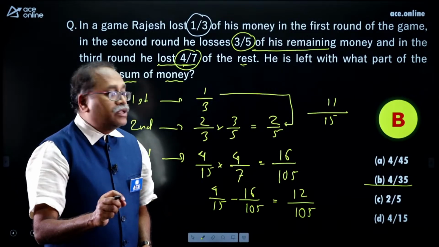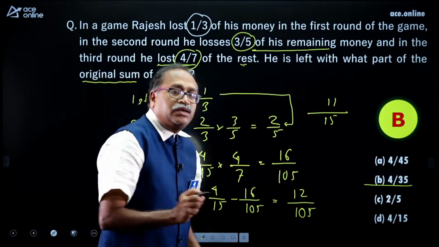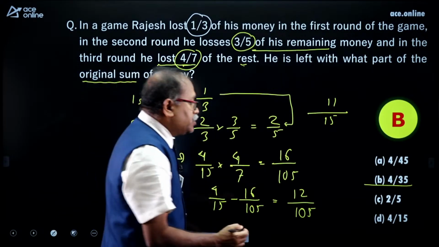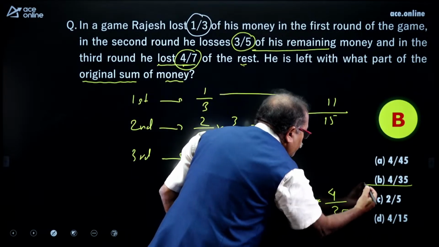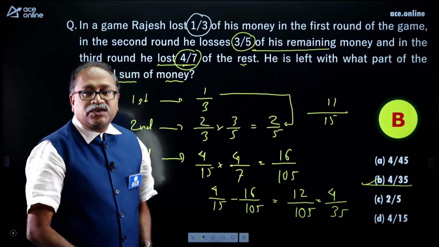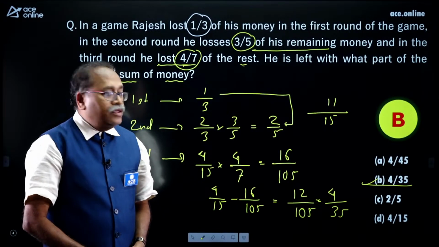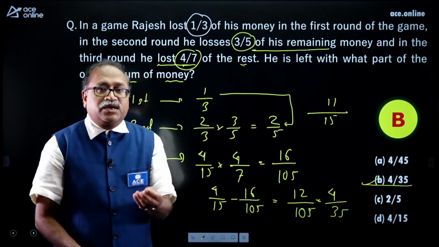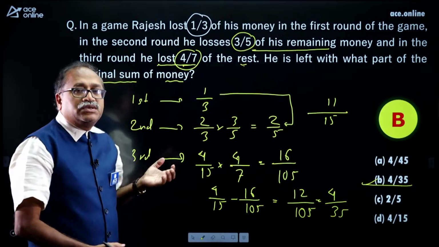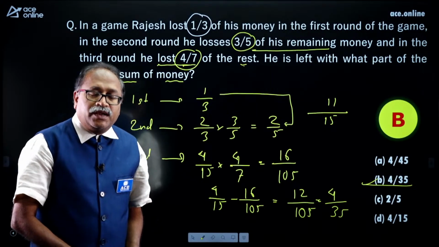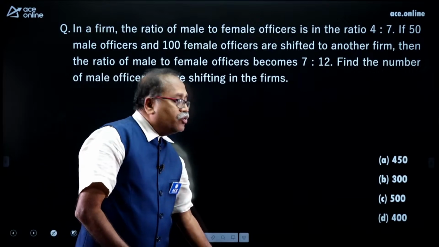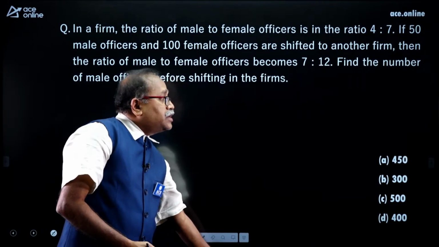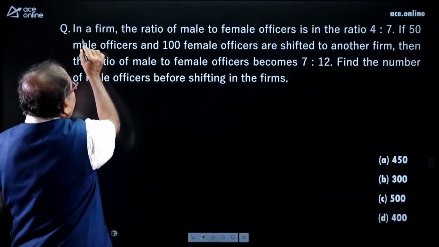But 105 is getting cancelled by 3 and the 12 is getting cancelled by 3. Therefore, it should be 4 by 35. That should be my answer. Do we have the option? Yes, option choice B. Yes, friends, a little calculative is there, but you don't need to write down all these things while you are writing the exam. Let's move on to the next question. And the next question is on the board over here. I will read the question and then I will give you 30 seconds.